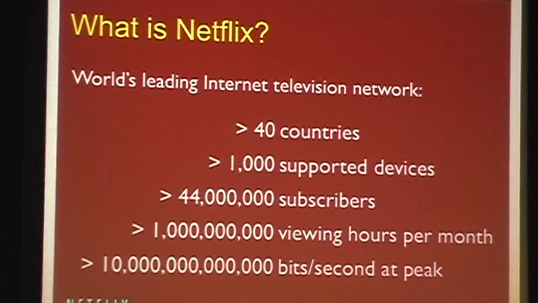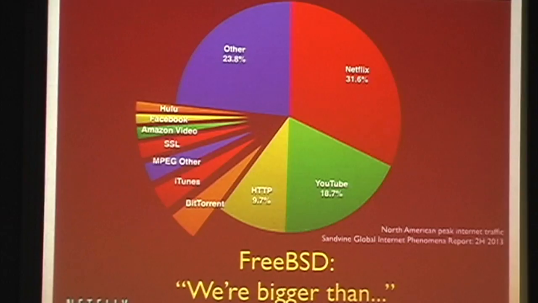So what is Netflix? We're the world's leading internet television network. We have service available in over 40 countries. We support streaming our TV programs to over 1,000 devices. At this point, we have over 44 million subscribers that generate about 1 billion plus viewing hours per month. And we're responsible for serving over 10 terabits per second of internet traffic. So with that number, we're actually one of the larger sources of downstream traffic in North America.